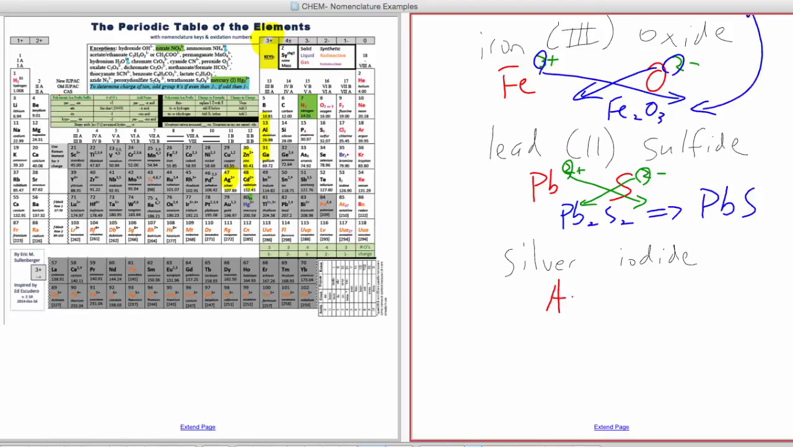Silver, Ag, and as I said, silver is one of the few that does not require a Roman numeral. You will see on occasion someone will write it as silver 1, but silver is always a 1+, so it doesn't require the Roman numeral. Iodide is iodine, and iodine has a 1- charge, so crisscross on those two, and we end up with just AgI for silver iodide.